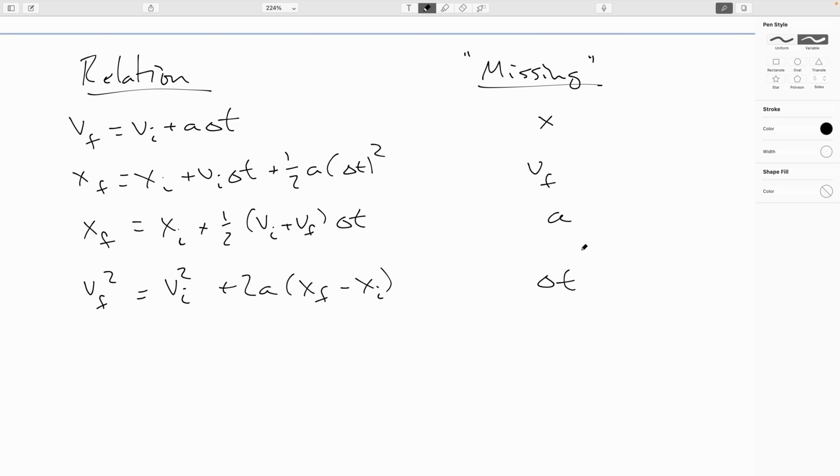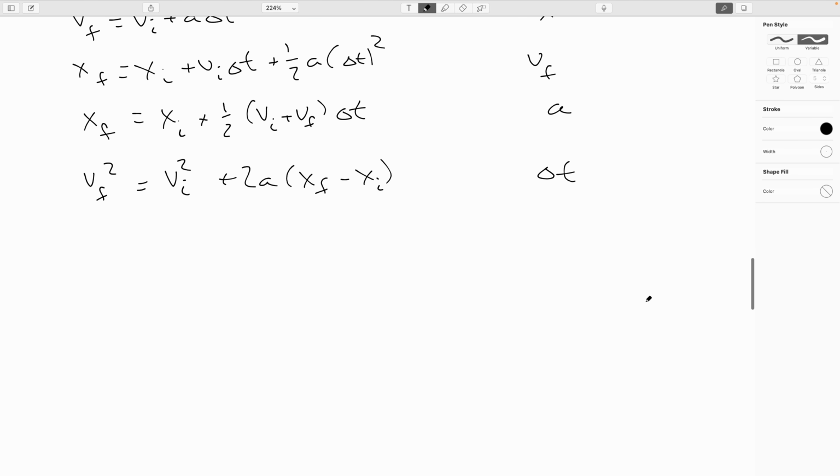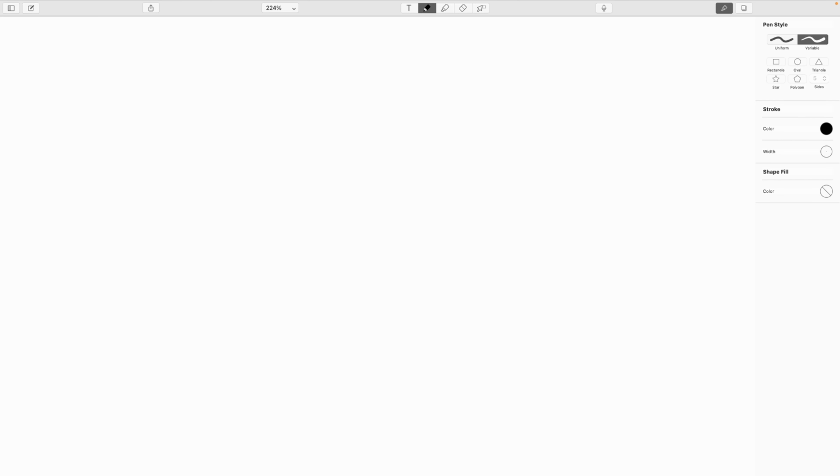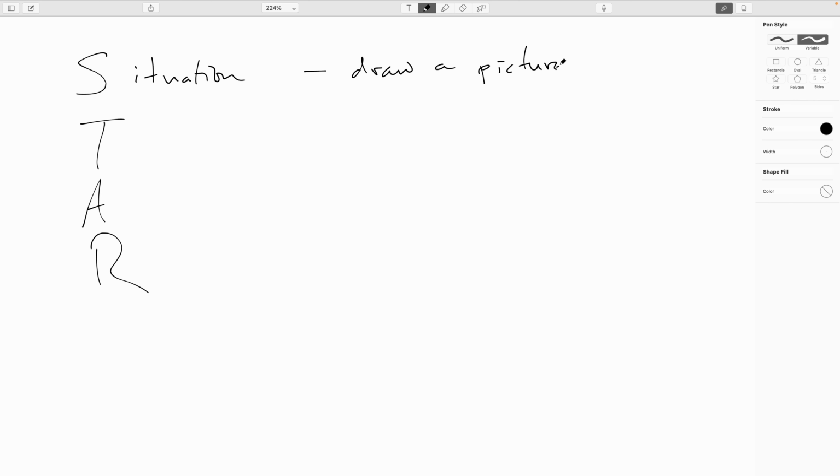Okay, and this is probably as good a time as any for me to go over my model of how I like to solve physics problems. And it goes by the mnemonic STAR. So the S stands for situation. So here, absolutely the very first thing you should do looking at any problem is to draw a picture. I can't stress enough how much this helps you to visualize what's going on and to get some sort of understanding of what the problem is all about.